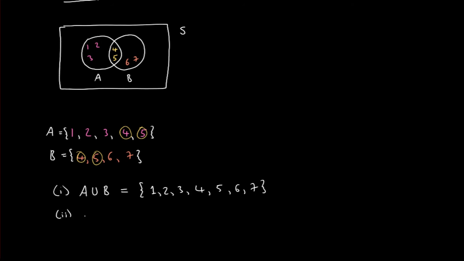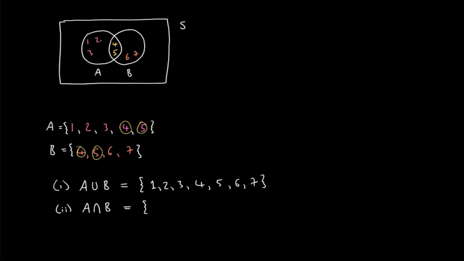How about the intersection? Remember that was like an upside down U or an N. The intersection is just all the elements that are shared, and we've circled them here, but that's just the 4 and the 5. So we have the 4 and the 5, and this is the intersection. So it's worth just writing here, this is the union, and this is the intersection.